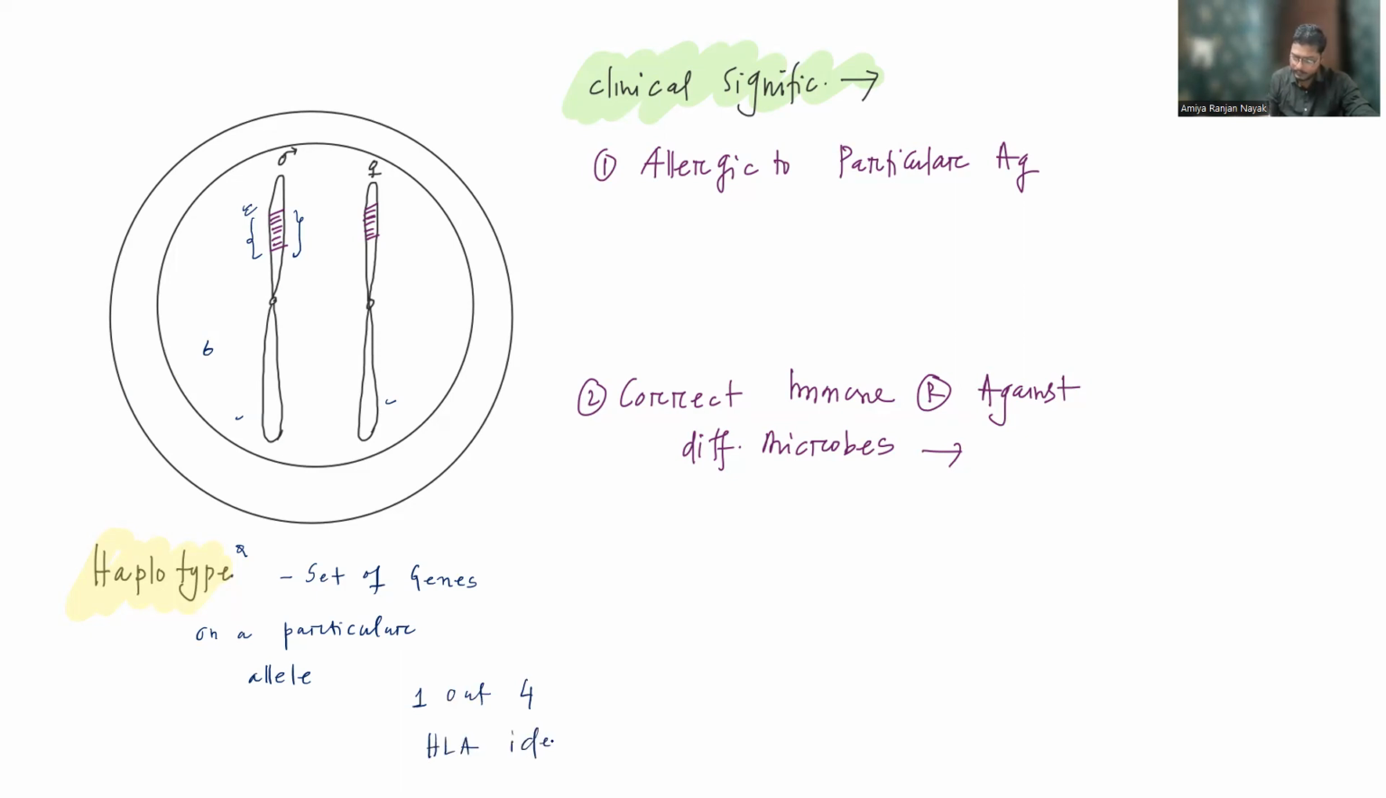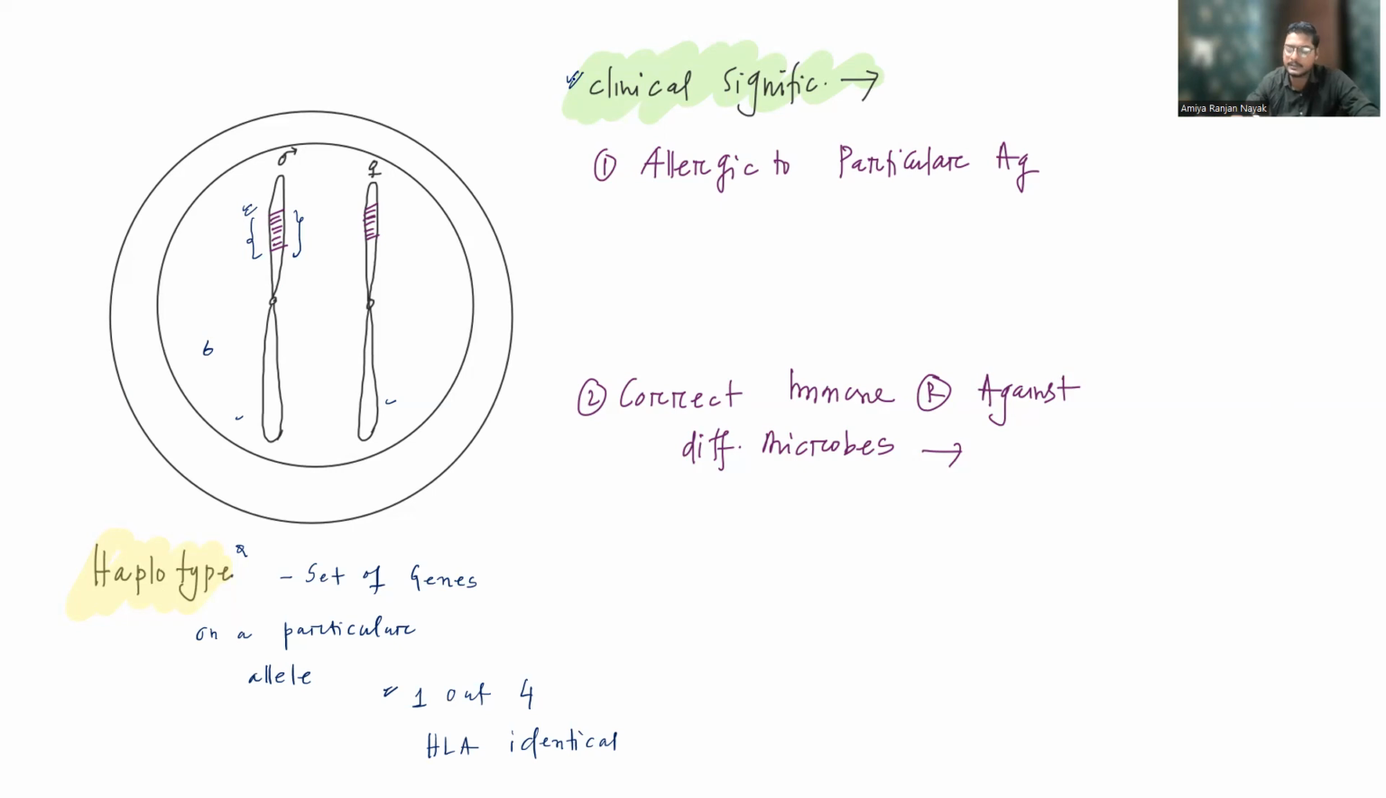Okay. So 1 out of the 4 siblings will be HLA matched. These are the numbers that you have to remember. Regarding the clinical significance, we have discussed that these molecules are the determinant for tissue compatibility. We will also discuss a lot about these MHC or HLA molecules when we discuss autoimmune disorders. But apart from that, there are some other points that I want to discuss here.